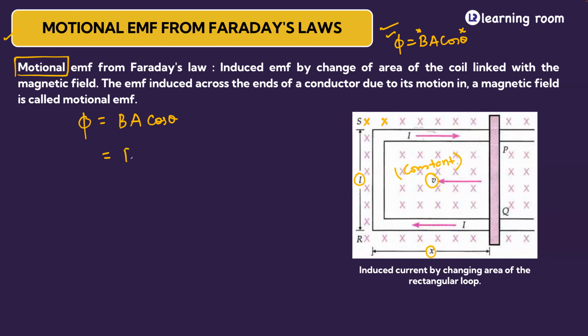So what is the value of B? Let's keep it as B only. What is going to be the area? Area is going to be L into X. So it is going to be L into X into cos of how much is going to be the angle between the B vector and A vector. So it is going to be 0 degrees.